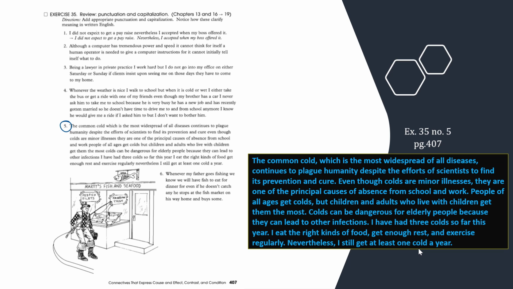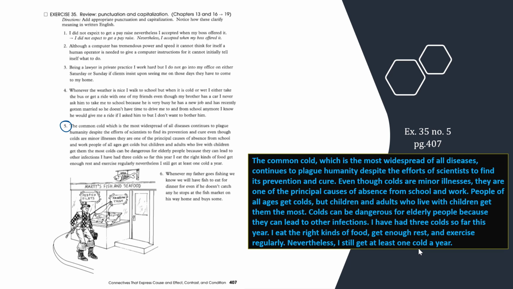Colds can be dangerous for elderly people because they can lead to other infections. Colds with capital letter of C, and there is an adverb clause, because blah blah blah. Because blah blah blah comes after the main clause, so there is no comma. Then after infection, we must have a period. I have had 3 colds so far this year, full stop. I ate the right kinds of food, comma, got enough rest, comma, and exercised regularly.